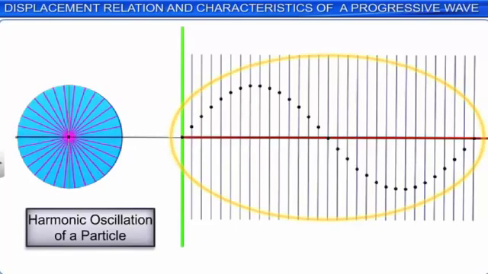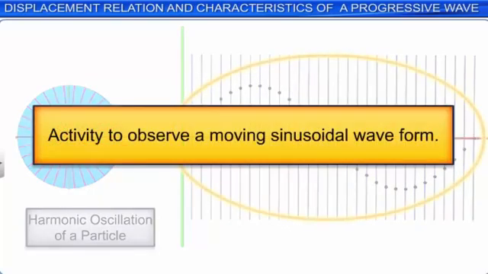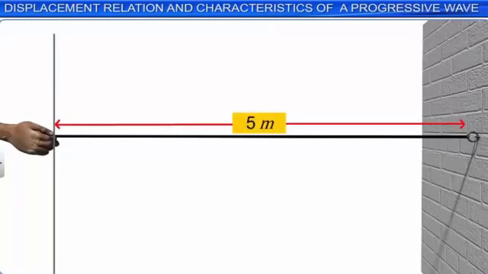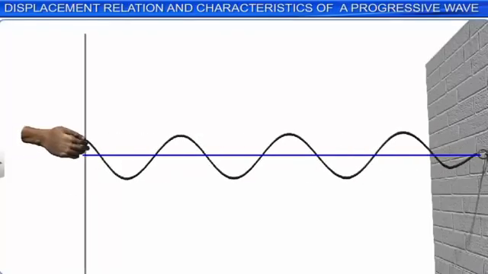When the hand is moved up and down continuously about the mean position with a simple harmonic motion, a continuous wave, which is sinusoidal in shape, travels along the string with the velocity v. Let us mark a point on the string and observe it as the wave propagates through the string. We see that the point moves up and down about the mean position.